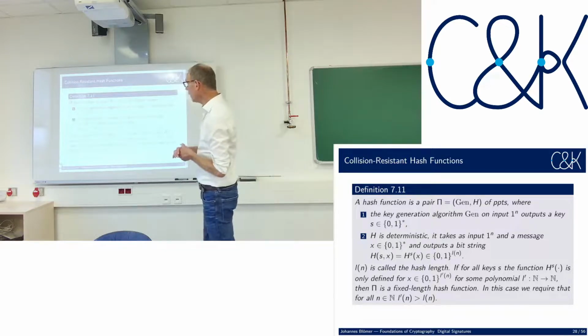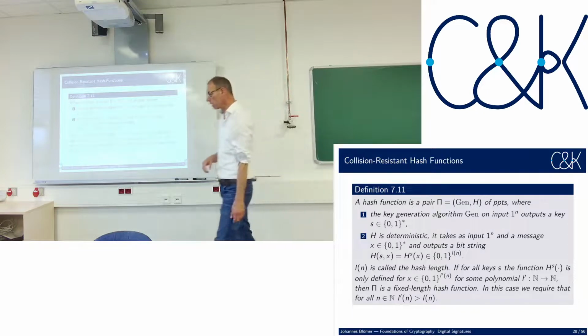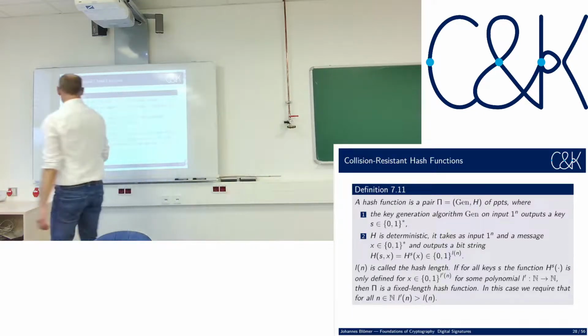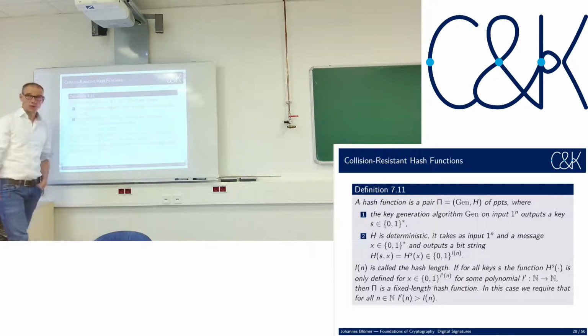Okay, so to define hash-then-sign, I briefly talked about hash functions last time already. Let me repeat that again. So a hash function is a pair consisting of two algorithms. The first one is a key generation algorithm that on input 1 to the n outputs a key from {0,1}*.